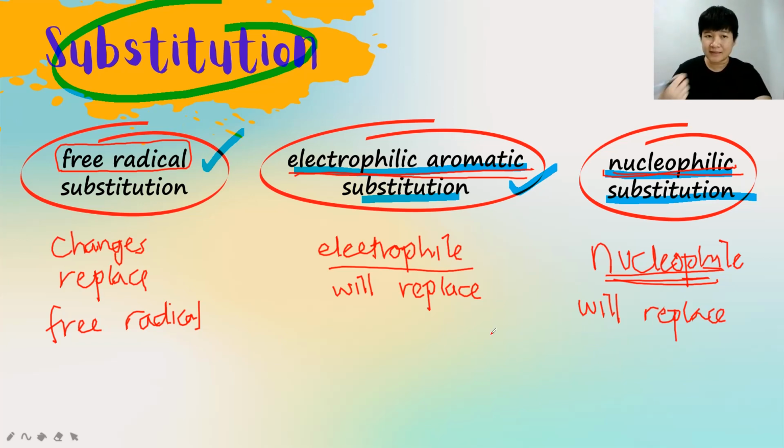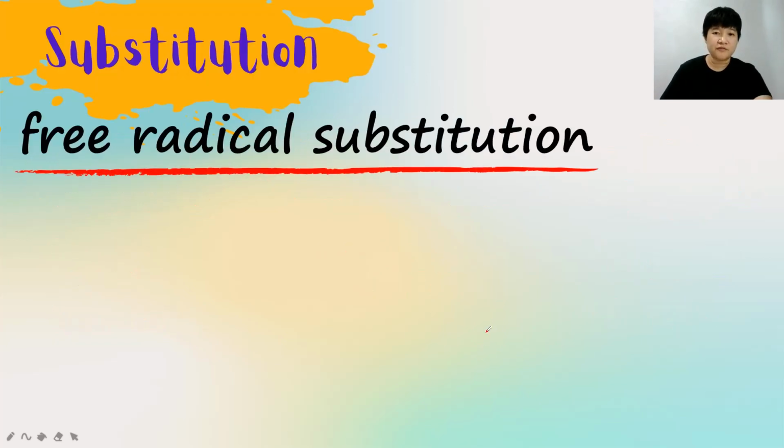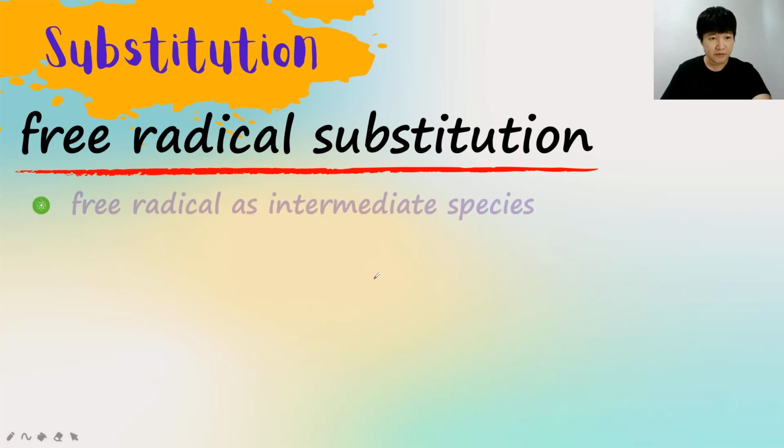So let's see what free radical substitution stands for. The first one, free radical substitution. Free radical will be the intermediate species. In other words, free radical will be used in your replacement.